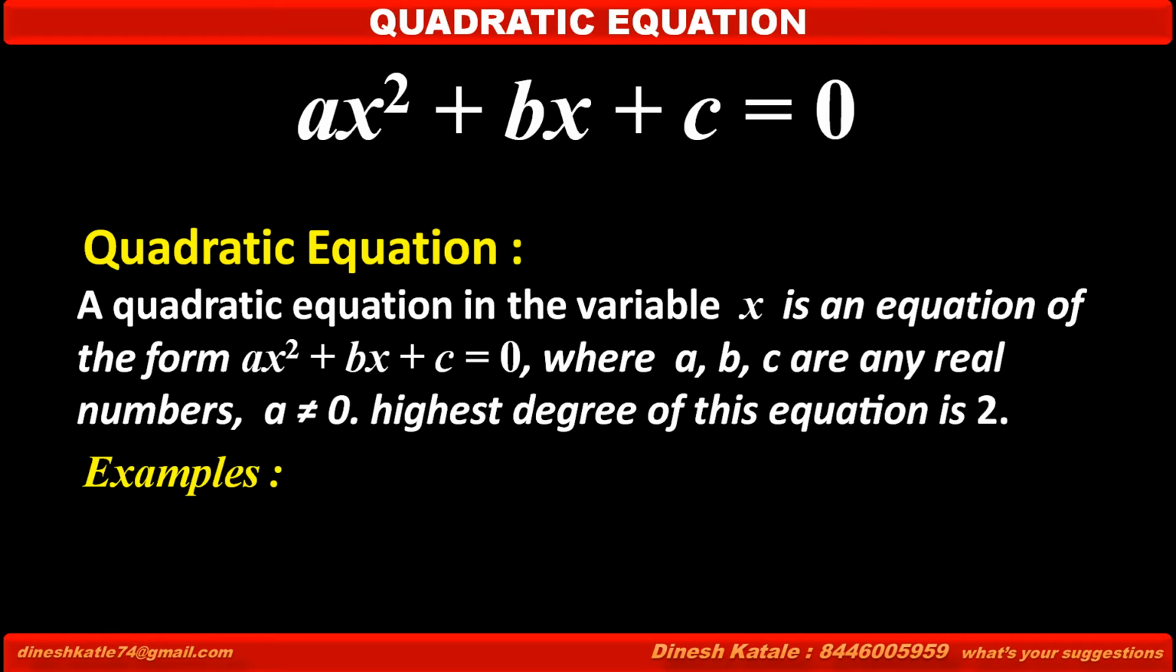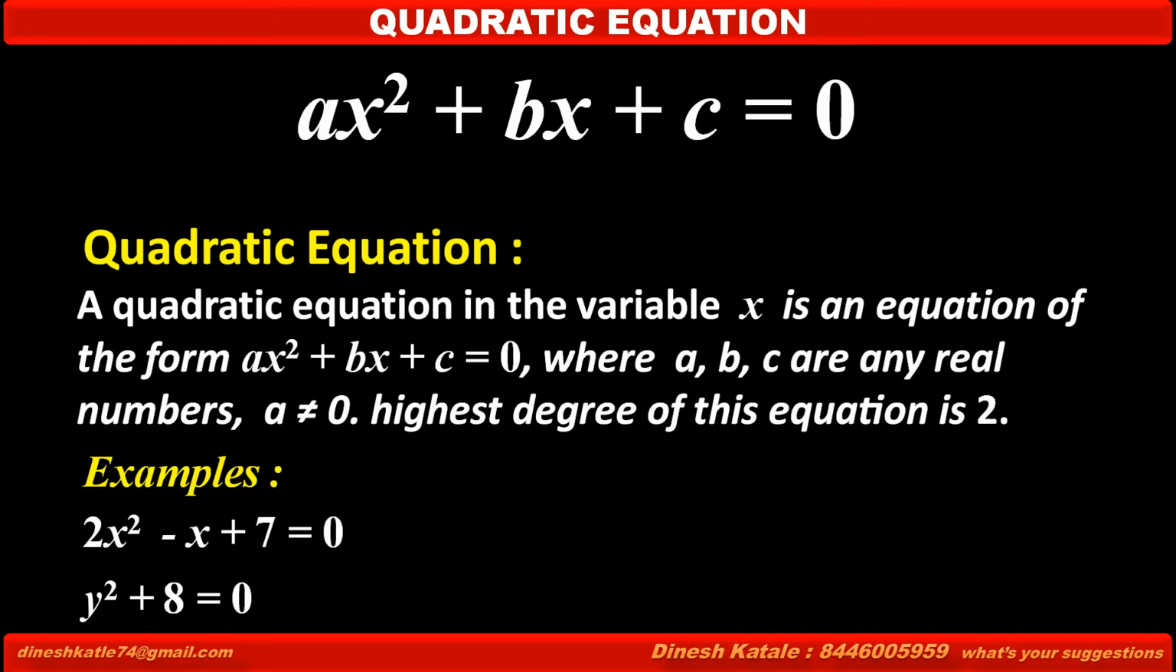Now see examples of quadratic equation. Equation 2x square minus x plus 7 is equal to 0. This equation is quadratic because its degree is 2, meaning the highest degree of variable x in this case is 2, and the coefficients 2, minus 1, 7 are all real numbers, meaning the first coefficient of x square is not equal to 0, it is 2. Therefore, it is a quadratic equation in variable x.